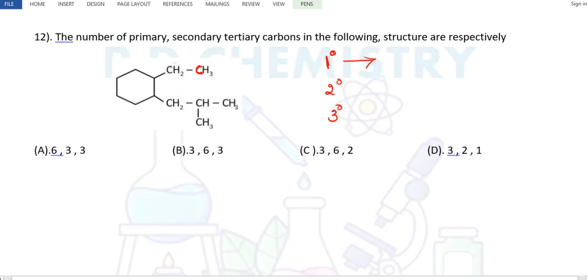Okay. But this is attached to 2. This will attach to, this will attach to 2. Okay. So go for terminal ones. Attached to only one. This carbon attached to only one. So there are no other possibility, 3 number.